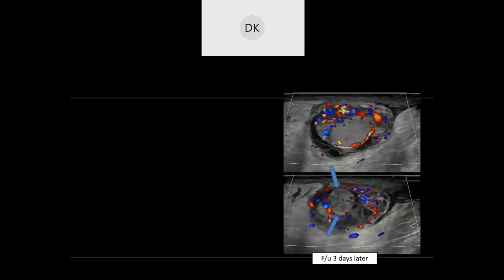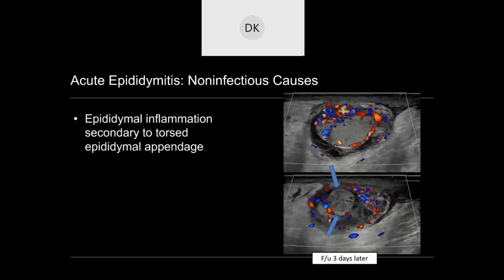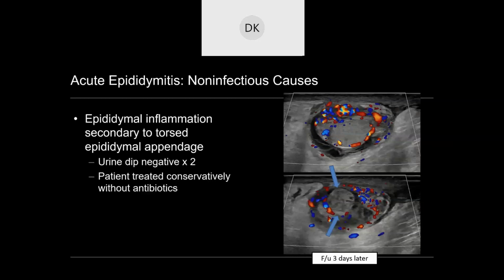So what's going on here? So this is an example of a non-infectious cause of acute epididymitis. And this was epididymal inflammation that was secondary to a torsed epididymal appendage. So that's what we're seeing there, that enlarged heterogeneously echogenic area. And this patient actually had a negative urine dip that was repeated. And this is important to identify because then you can avoid treating a pediatric patient unnecessarily with antibiotics. This was just conservative therapy and was expected to resolve.